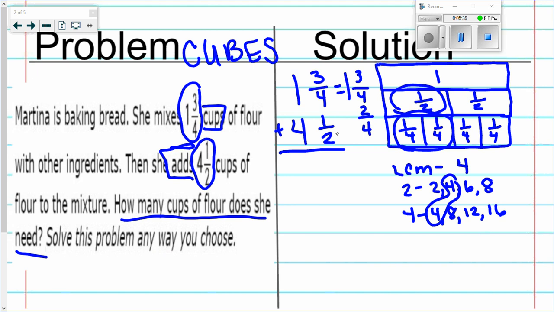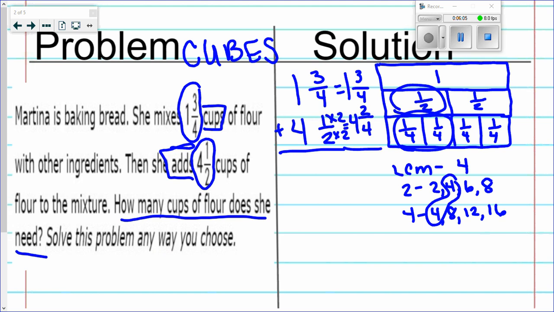I can also figure this out by figuring out what I need to multiply 2 by to make it into 4. And I know that's times 2. So anything I do to my denominator, I must also do to my numerator. And that's going to give me an equivalent fraction of 4 and 2/4. Okay? 4 and 2/4 means the same amount as 4.5.